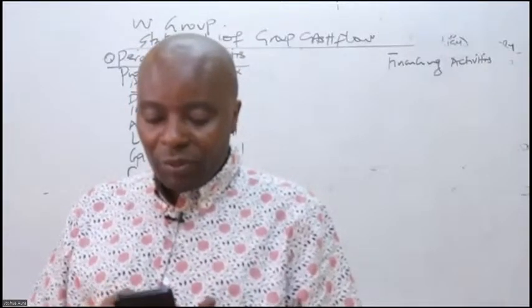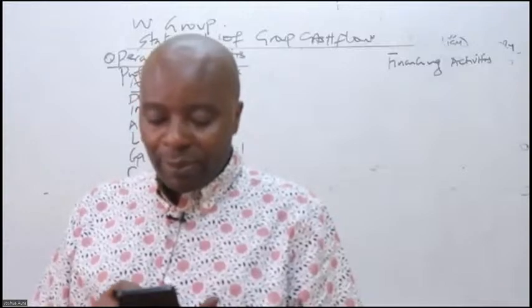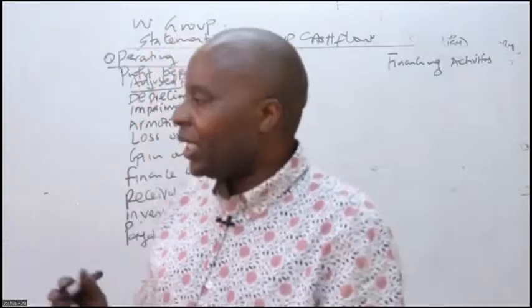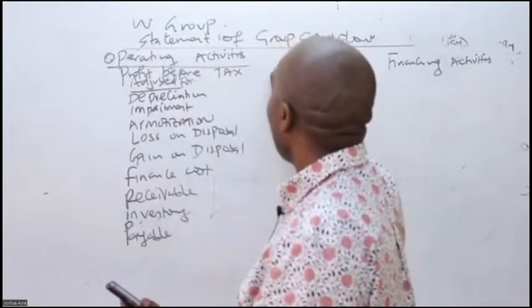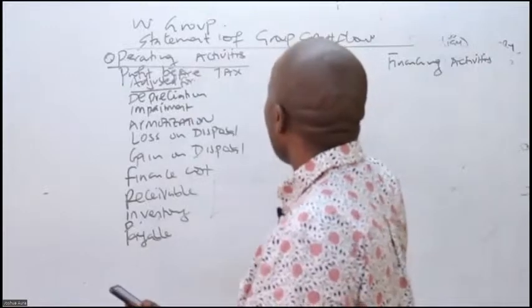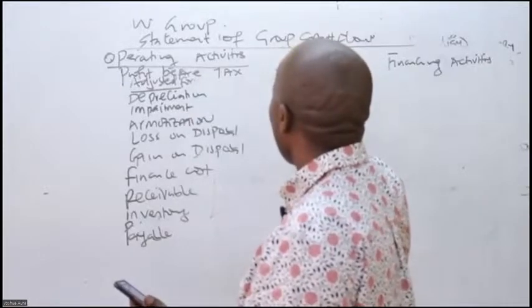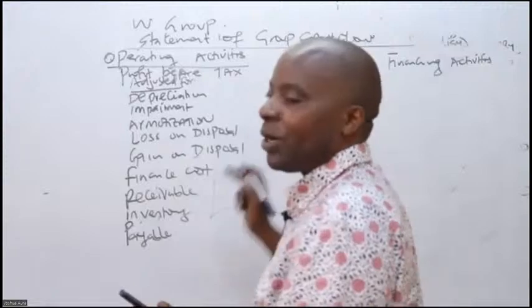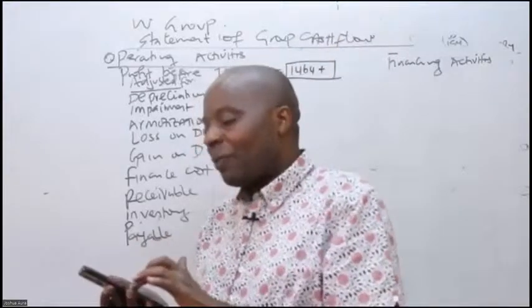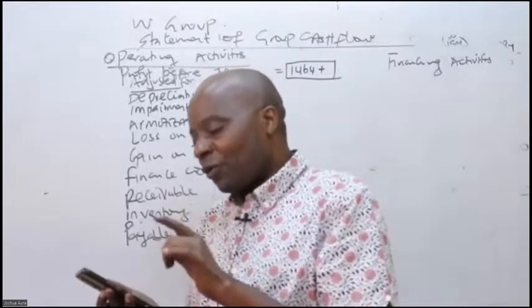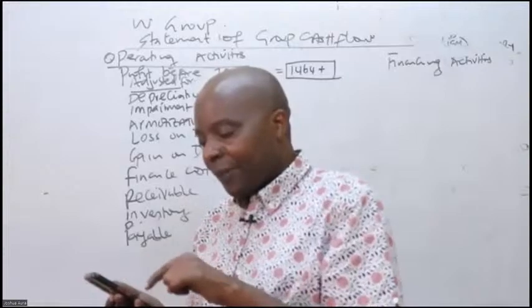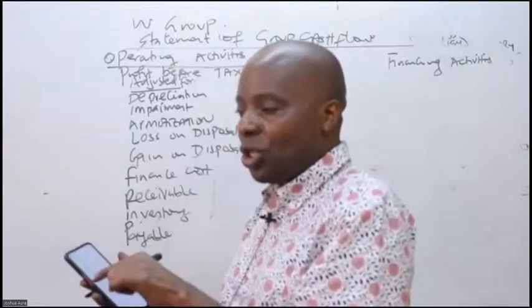They say profit before tax. You look at the income statement, they say profit before tax is 1464, so you say equals in this cell, you say 1464. You see, this 1464 is for continuing operations. You can see up there, they have given you a title, continuing operations.